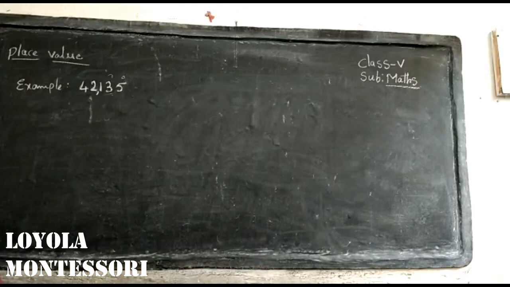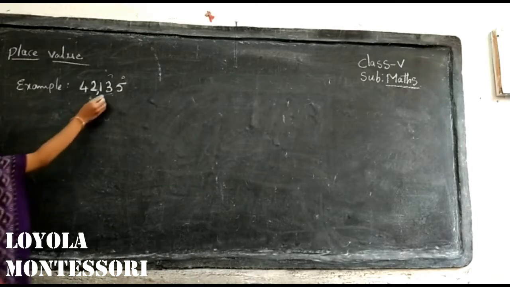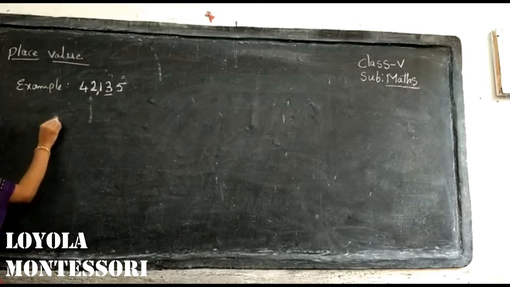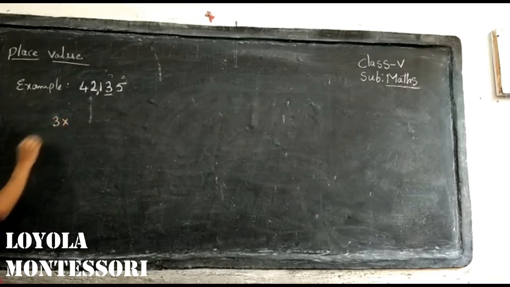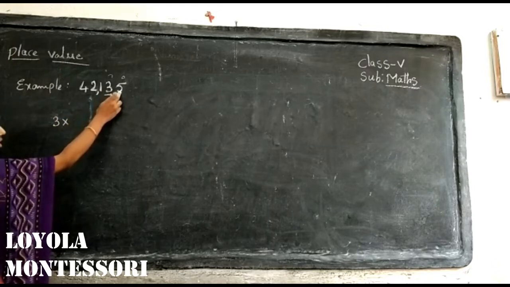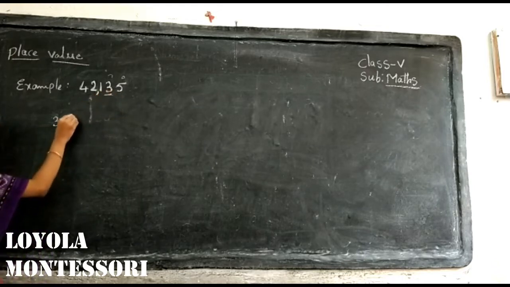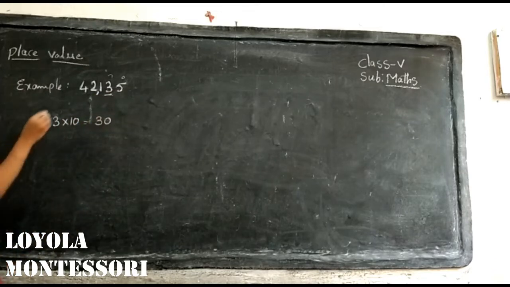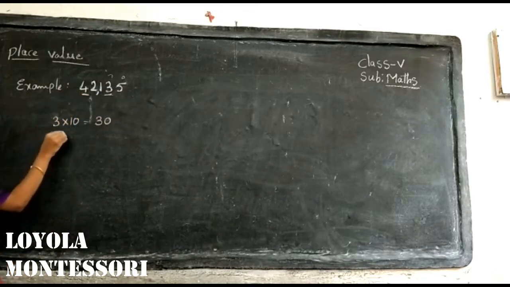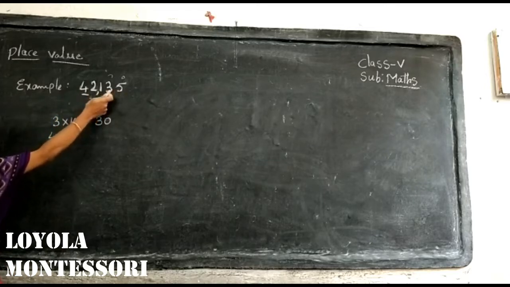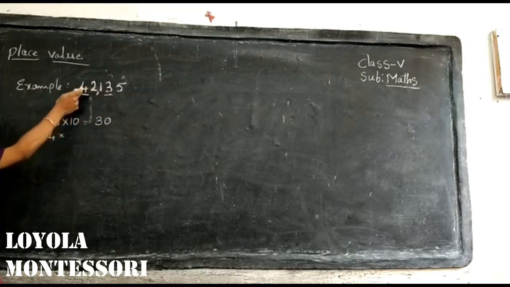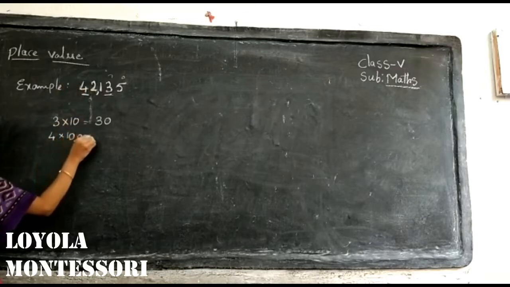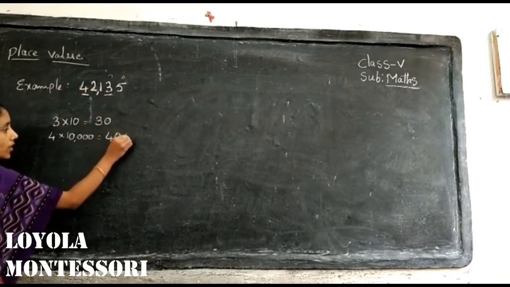Next topic is place value. The place value of a digit in a number is the digit multiplied by the value of its place. For example, if you take the number, here the digit is 3 and it is multiplied by its place. 5 is in ones place, 3 is in tens place. So 3 into 10. Now the place value of 3 is 30. Similarly, 4 is in which place? Ones, tens, hundreds, thousands and 10,000s place. So 4 into 10,000. So the place value of 4 in the given number is 40,000.